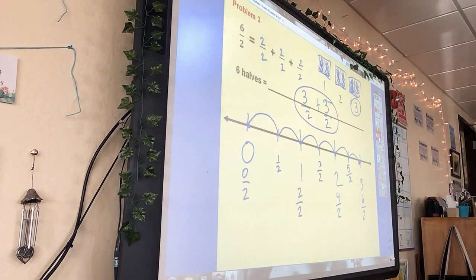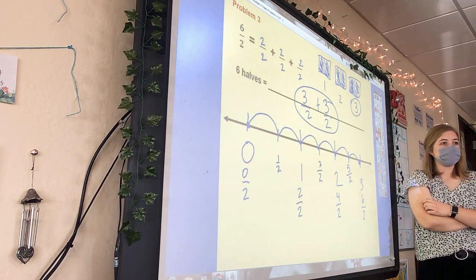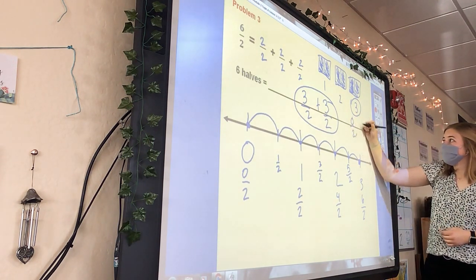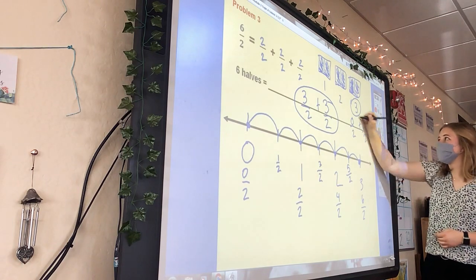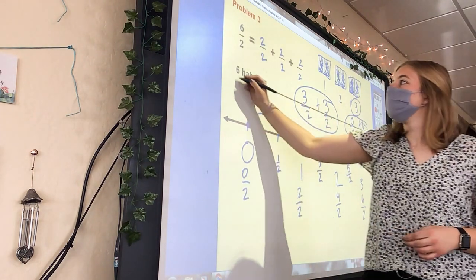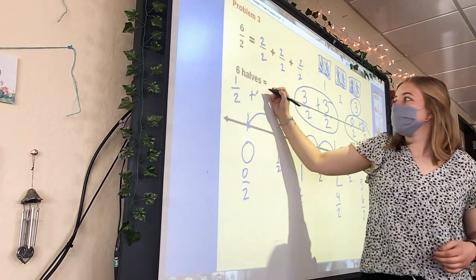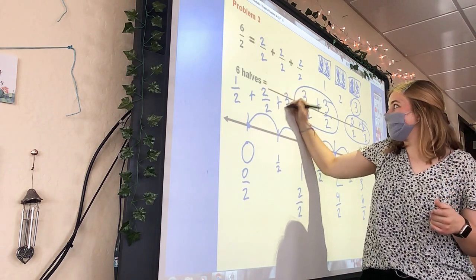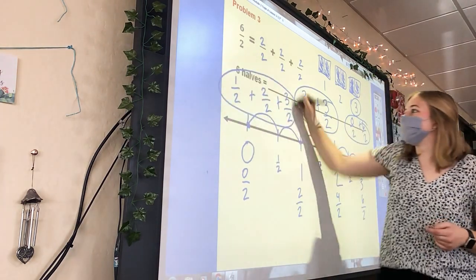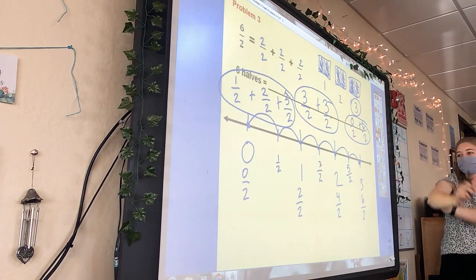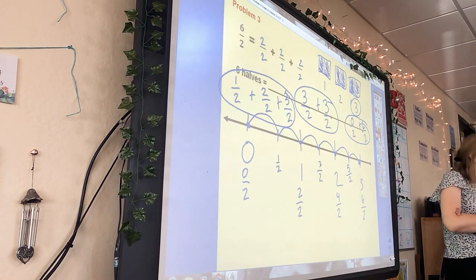Oliver, do you have another one? Yeah. What do you got? You can do 0 halves plus 6 halves. Yeah, 0 halves plus 6 halves. Exactly. Charlie, give me another one. You could do 1 half plus 2 halves plus 3 halves. Yes, exactly. Good. Beautiful. 1 half plus 2 halves plus 3 halves. Yes. Luke, give me another one. 5 halves plus 1 half.